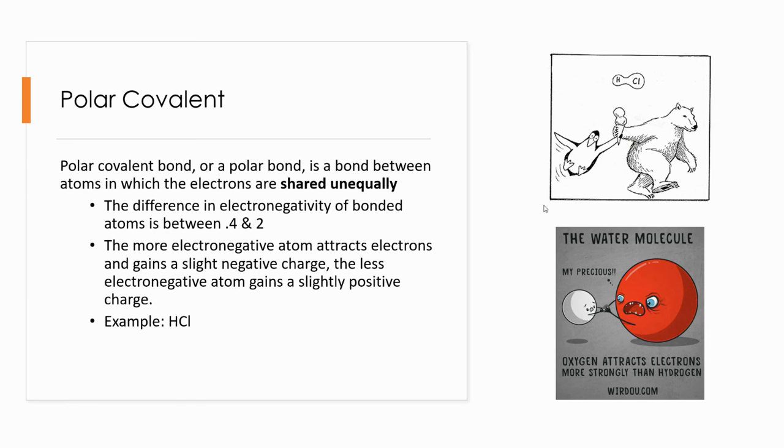Another example of this is the water molecule. Water shares electrons between hydrogen and oxygen. Oxygen is more electronegative than hydrogen, and so it's going to hold that electron closer to the oxygen than the hydrogen. That means the oxygen has that semi-negative charge, whereas the hydrogen is going to be more positive. So let's summarize this really quick.